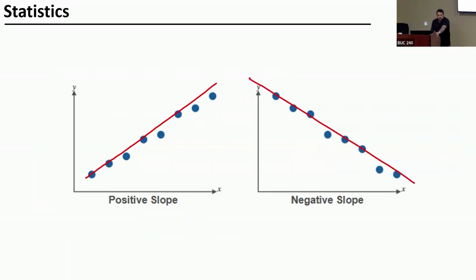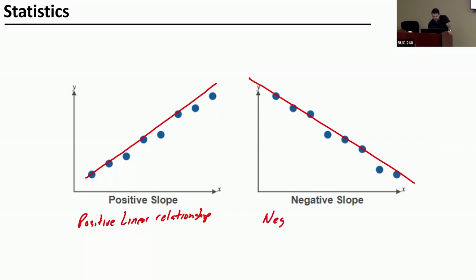How your homework is going to write this is: this has a positive linear relationship. Well, if one is positive, what's the other one? Exactly, a negative linear relationship. Why does it matter? Because your questions are going to ask you something like this.